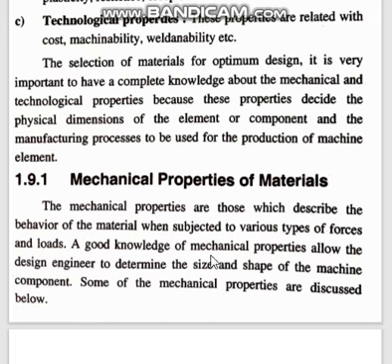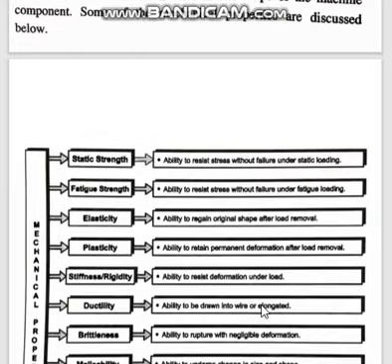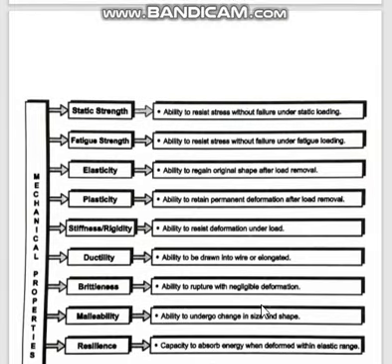A good knowledge of mechanical properties allows the engineer to determine the size and shape of the machine component. If you are making a shaft, what should be the diameter, whether it should be 50 mm, 40 mm, or 30 mm, whether it should be circular, square, rectangular, I cross section, T cross section, or L cross section. For determining all these things, you should know about the mechanical properties. Some mechanical properties are discussed below.